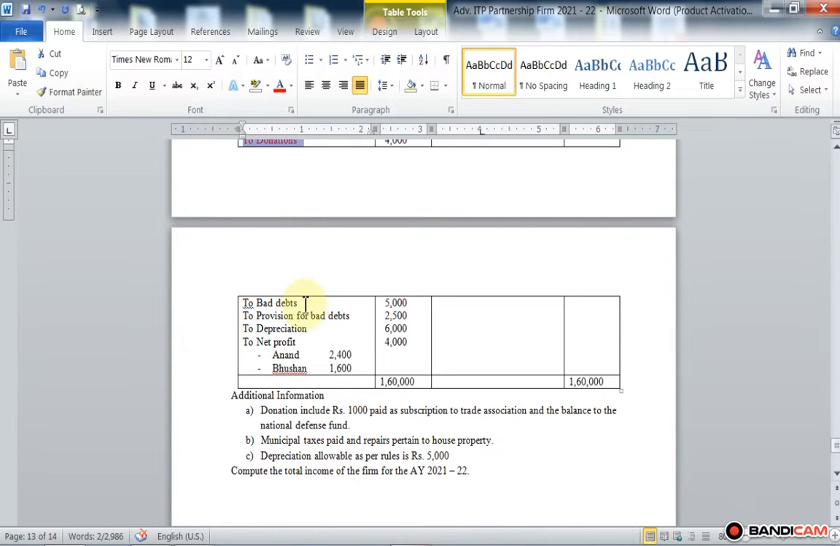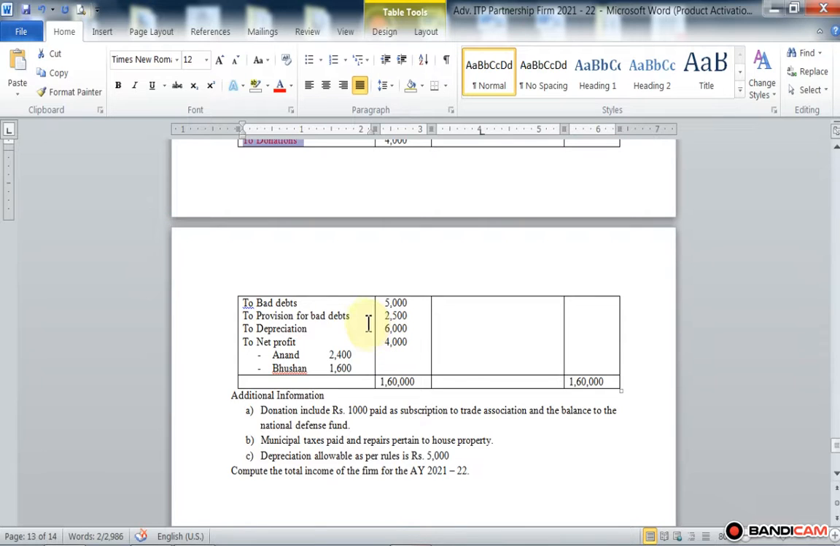Then bad debts. Bad debts is given here. If the bad debts is disallowed, then we add the bad debts in net profit. If it is not disallowed or the information is not given on bad debts, then the bad debt should not be taken into consideration as disallowed. So here any other information relating to the bad debts is not given, so it is an allowable expenditure of the firm.